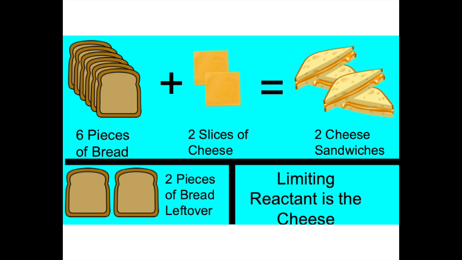For example, if we had 6 pieces of bread and 2 pieces of cheese, and 2 pieces of bread plus 1 piece of cheese equals 1 sandwich, we would have enough to make 2 sandwiches with 2 pieces of bread left over. The limiting reactant would be the cheese because it limited more sandwiches being created.